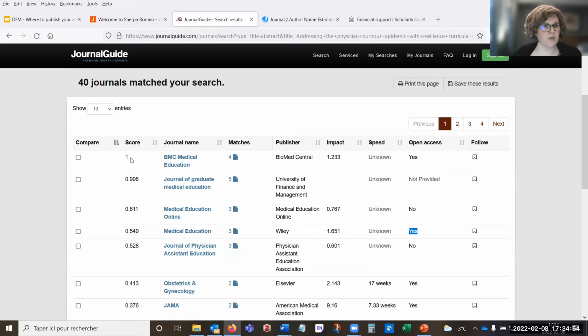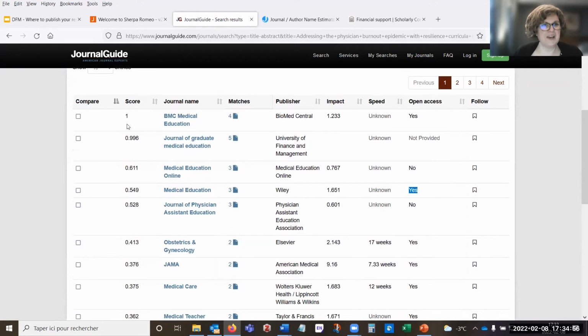Sorry, I went quickly over the first one, which is the score. Again, meaning the match. Is it an exact match? And again, here I'm using a title that has been published. It was published in BMC Medical Education, which is why you see a perfect score. But you most likely will see different scores. Again, it's just a quick look, so a quick number like that could be useful.